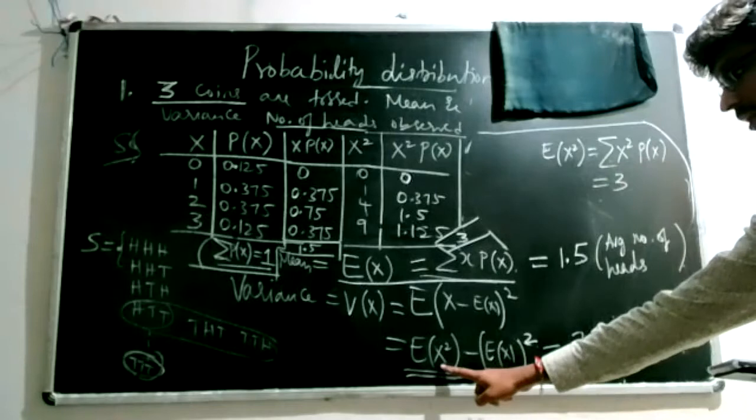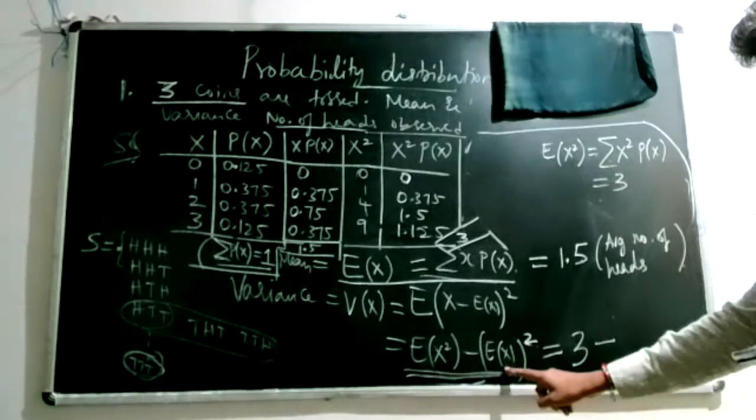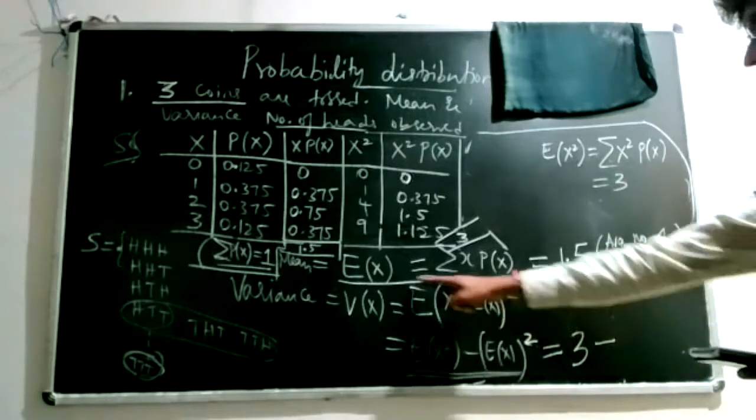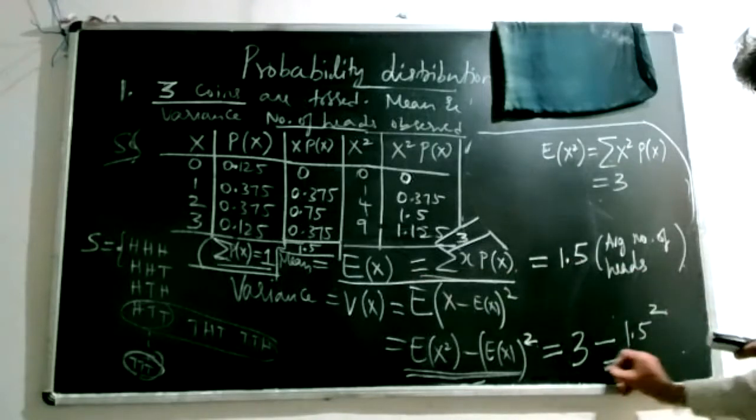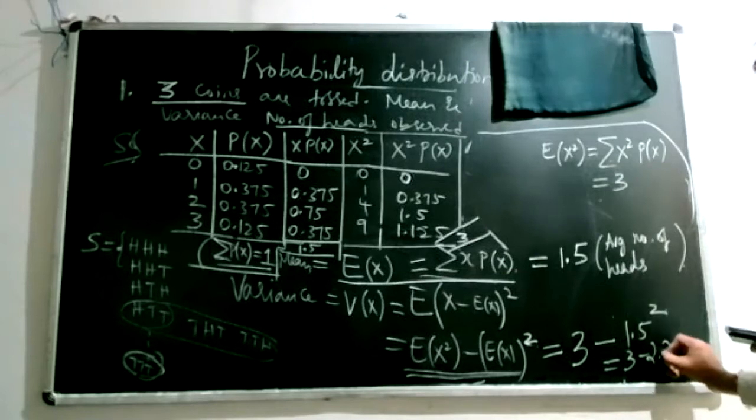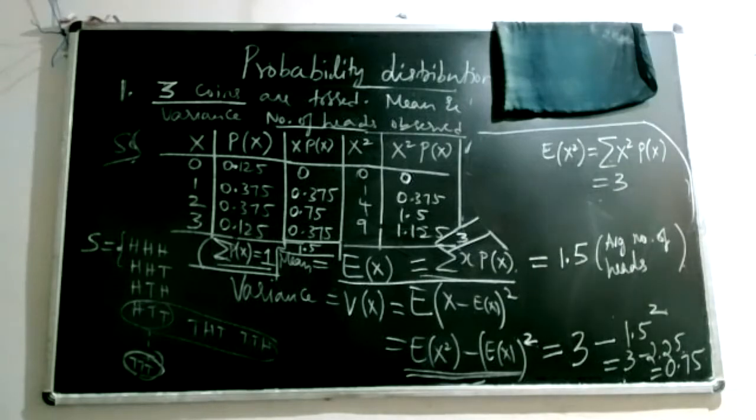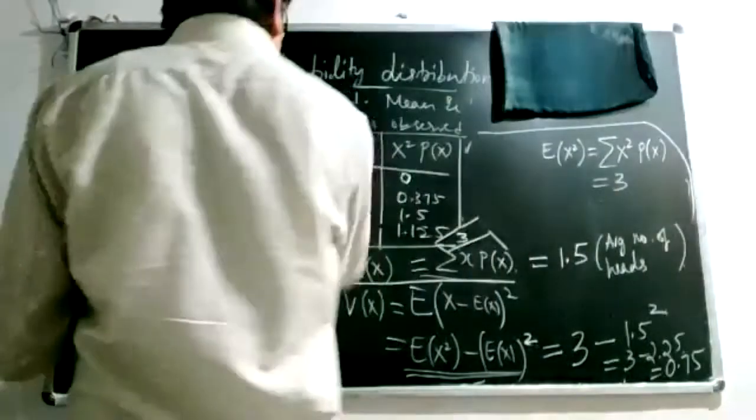So the first term is E of x square minus E of x whole square, which is mean. Mean is already computed in the previous step. That is 1.5 square. That will be 3 minus 2.25, which comes to 0.75. So this is the variance of the distribution. So just remember these three columns.